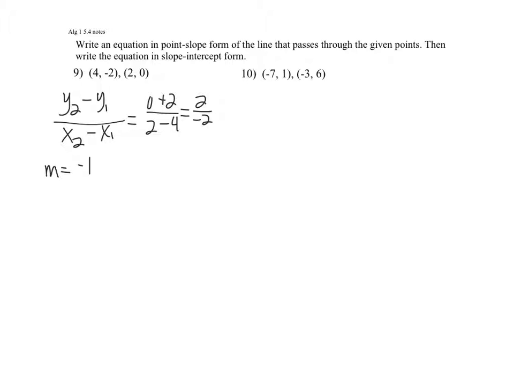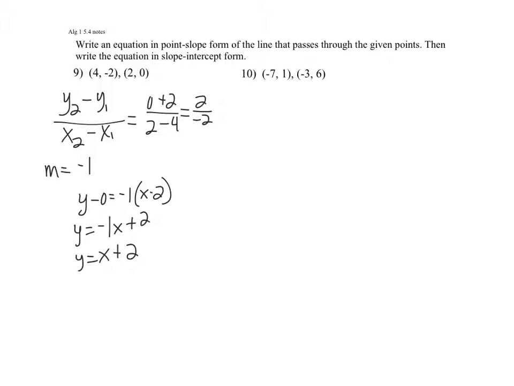Alright, so we've got our slope. We've got 2 different points that we could potentially use. I'm going to use the one that's 2, 0. So I've got y minus 0 is equal to negative 1 times x minus 2. Alright, so I can reduce this to y is equal to negative 1x. Negative 1 times negative 2 is going to be a plus 2. And we don't really usually write that negative 1, so I would say y is equal to x plus 2. Alright, that one was a little easier because we've got a 0 involved.